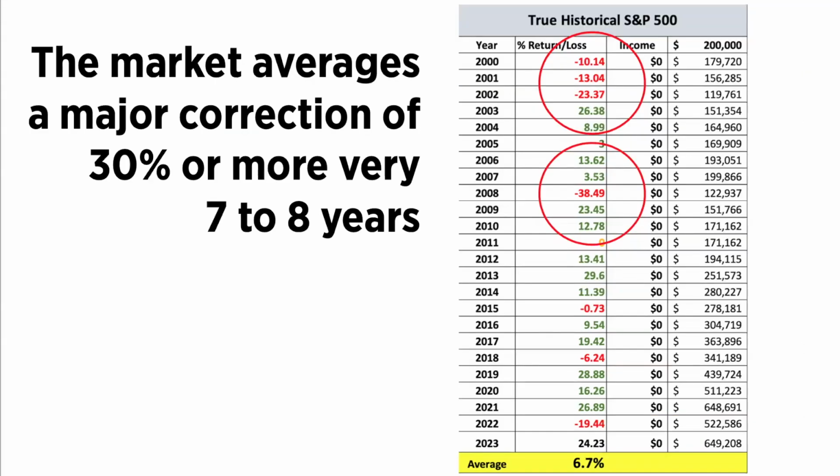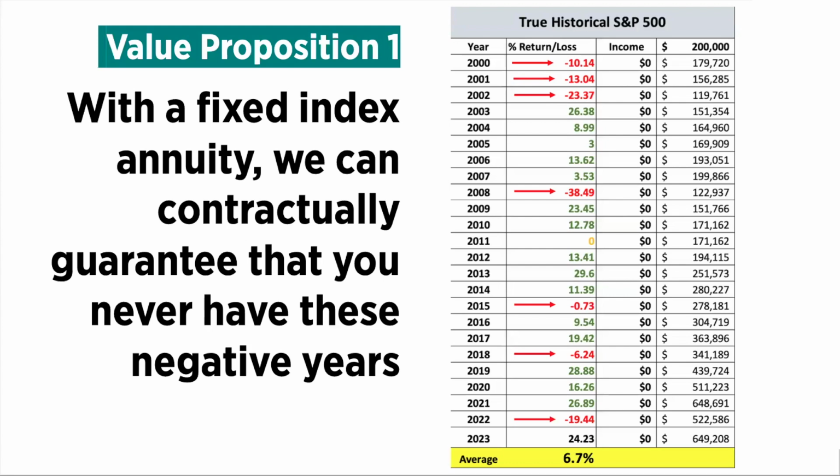The second thing to look at is just from a market standpoint, the market averages a major correction, which means more than 30%, every 7 to 8 years. So you can see here's one from 2000 to 2002. This was a major correction because it exceeded 30%. And then you can see there's another one here in 2008 where the market lost 38% that year. Now, there really hasn't been a major market correction since 2008. So historically speaking, I would say we're due for one. We're due for another big correction, right? So let's move on. But value proposition number one with a fixed index annuity, we can contractually guarantee that you never have these negative years again.